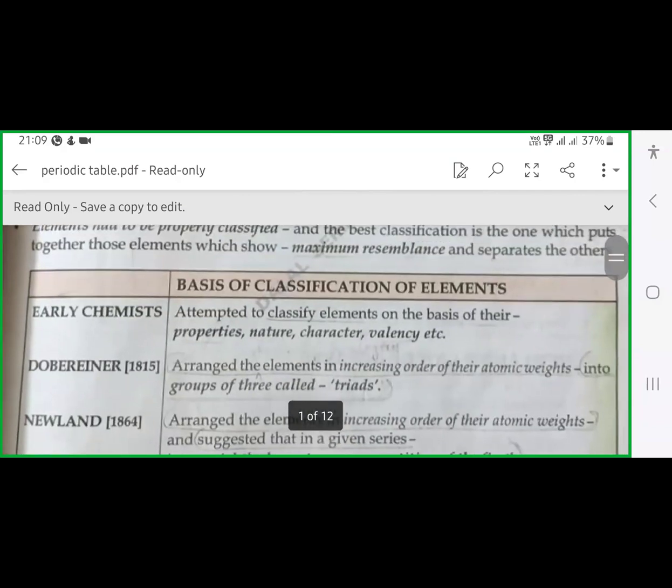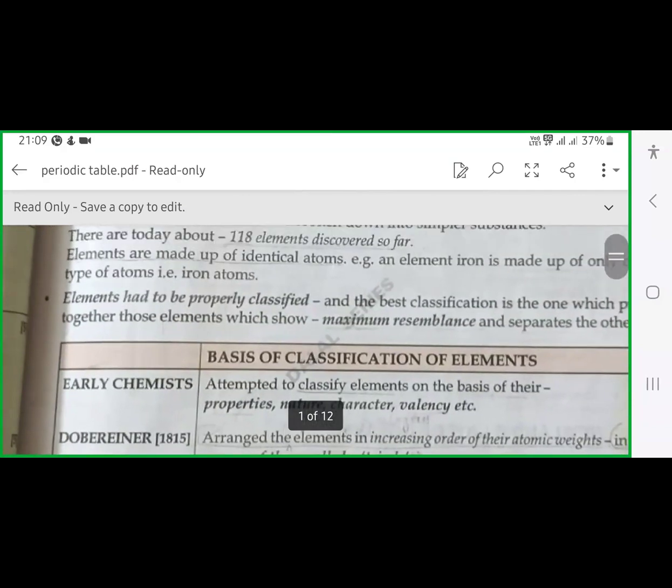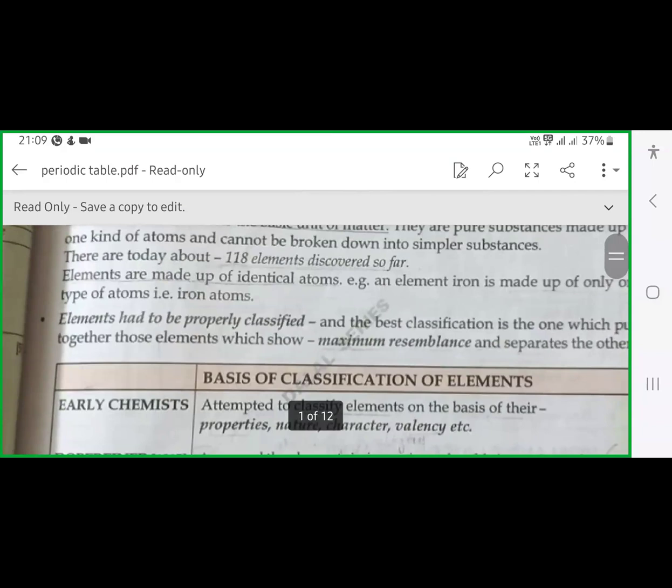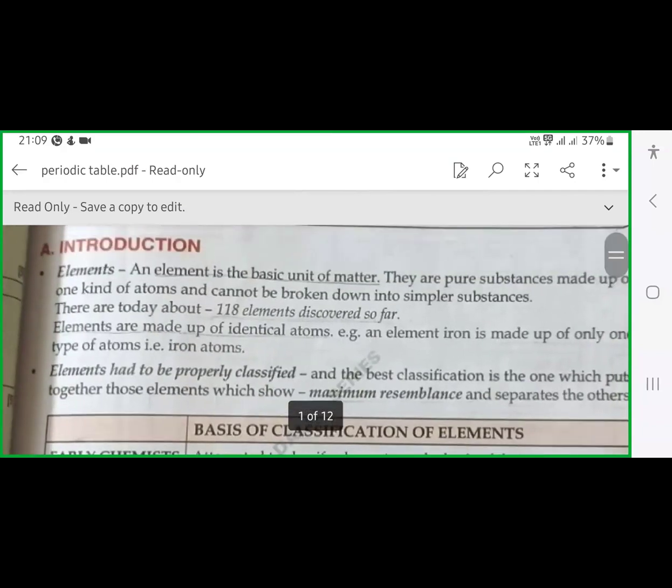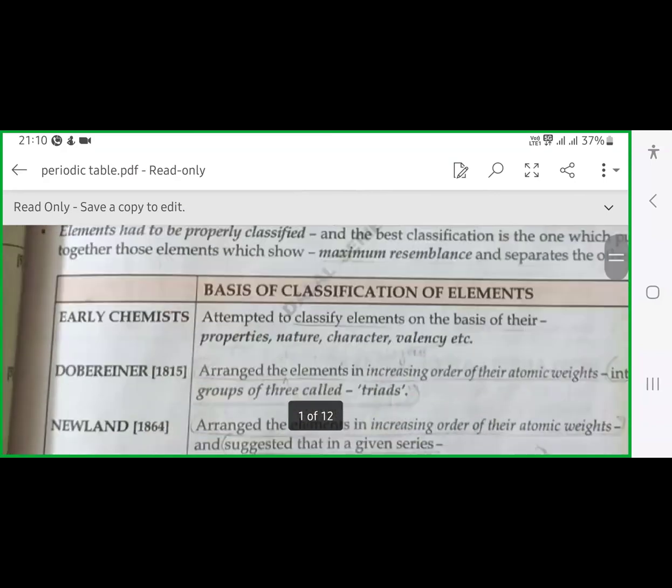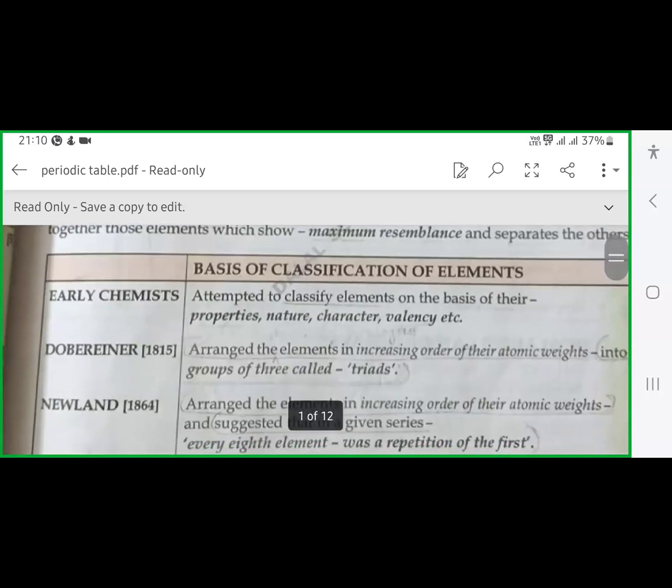So this is the definition. What are elements? Elements are the basic unit of matter. We know that. Clear? Yes, sir. So we have to classify the elements in such a way that elements with similar properties are grouped together and different properties are put separately. So early attempts were made by Dobereiner.